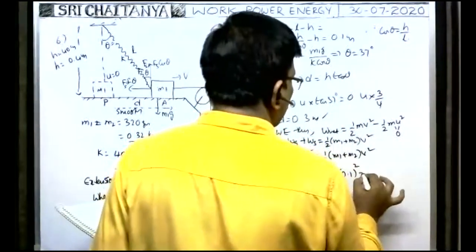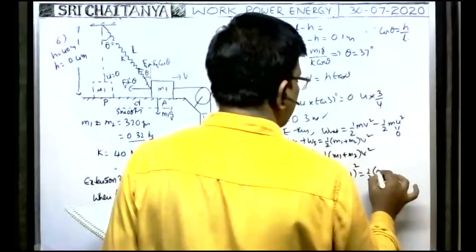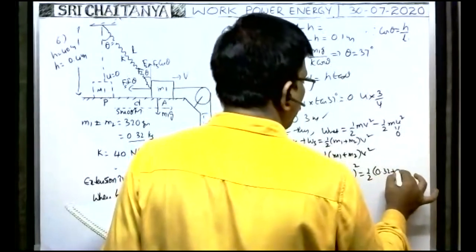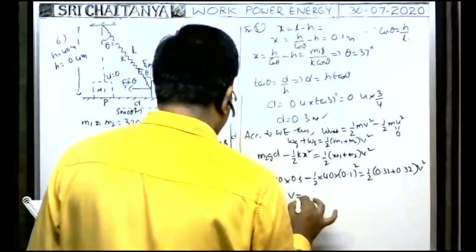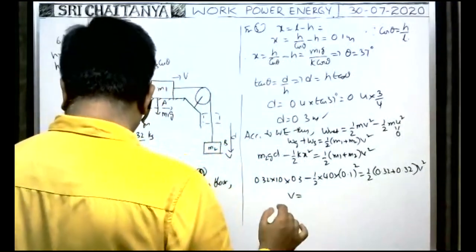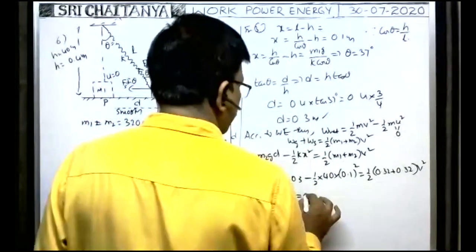Whole square is there. That is equal to half into m1 plus m2, 0.32 plus 0.32, into velocity square. If you simplify them, you will get 1.5 meter per second.